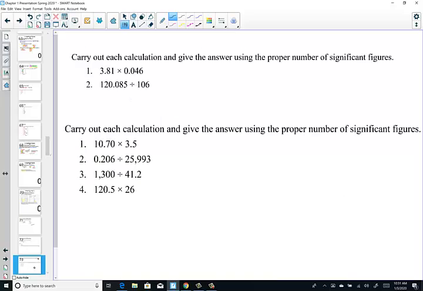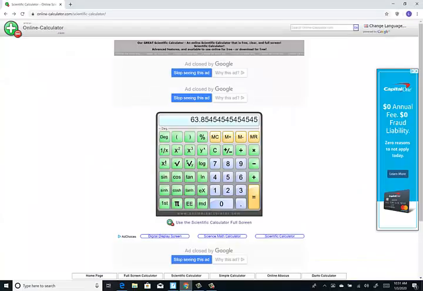Let's carry out each calculation and answer using the proper number of significant figures. We're practicing the multiplying and dividing rule. Number 1 gives us 3.81 times 0.046. On our calculator, let's just clear this screen, 3.81 times 0.046, and then we'll hit equal. We get 0.17526.